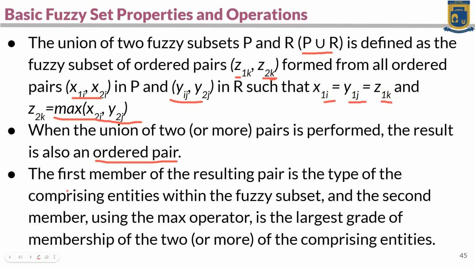All right. So the first member of the resulting pair is the entity, or the member, comprising the fuzzy subset. And the second one, using the max operator, is the largest grade of membership, or degree of membership, of two or more of the comprising entities. I've already explained this. Is it clear before I move on to an example for us to get a concept?